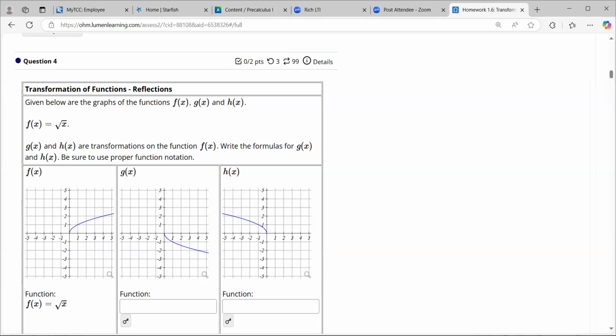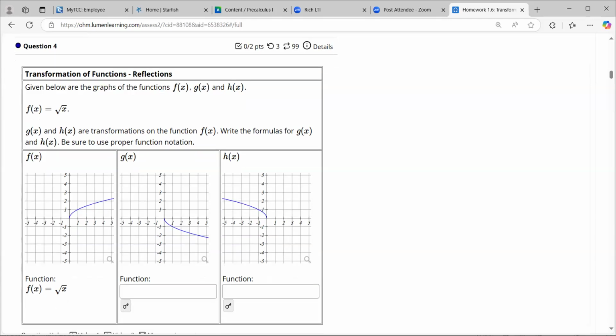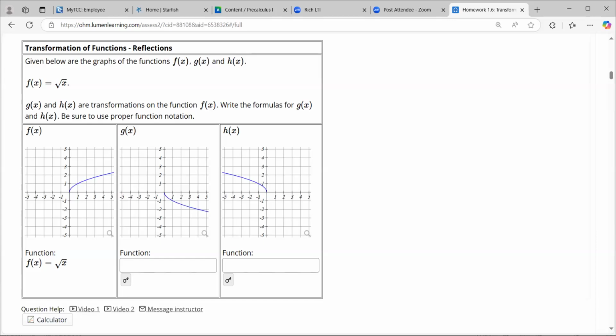And g and h are transformations of f. So the mother function is f. Write the formulas for g and h. Be sure to use proper function notation. Okay, let's see. We are looking at the 3 functions, right? We are looking at 3 graphs.